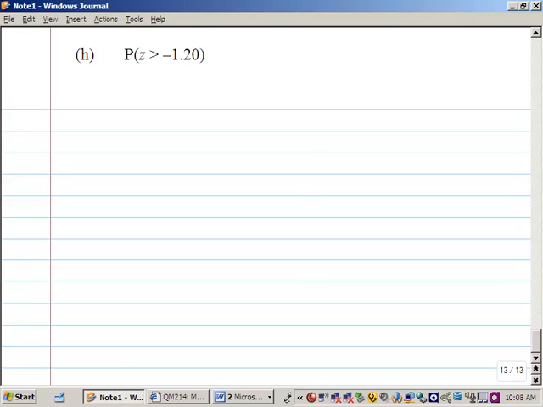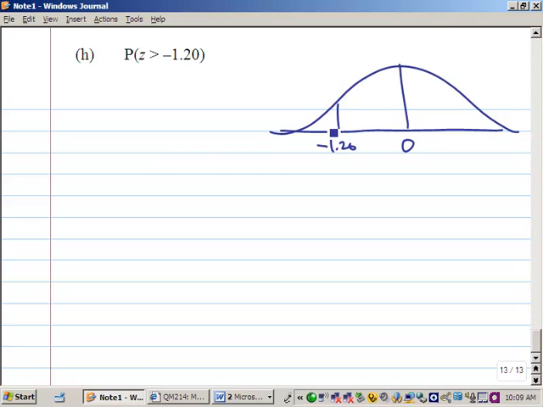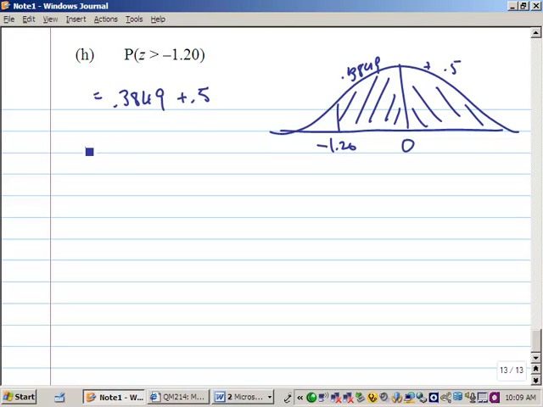Alright, part H, probability of Z greater than negative 1.20. Draw the diagram for this. Negative 1.20 is here, greater than that, through there and then through there. Well, that's exactly the same as before, right? That's 0.3849 plus a half. It's 0.8849.